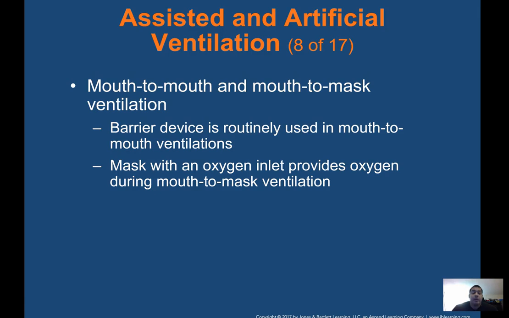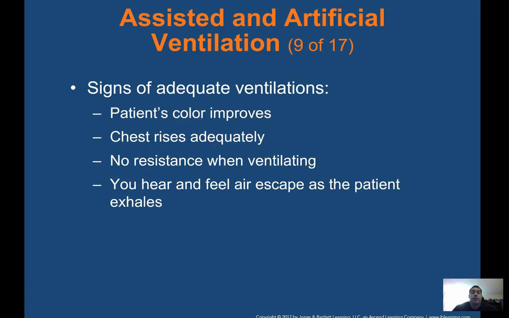Mouth-to-mouth and mouth-to-mask ventilation. A barrier device is routinely used in mouth-to-mouth ventilations. A mask with an oxygen inlet provides oxygen during mouth-to-mask ventilation. Signs of adequate ventilations: the patient's color improves, and the chest rises adequately. Remember, equal chest rise and fall.